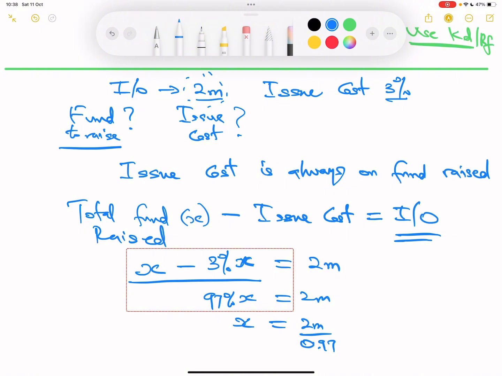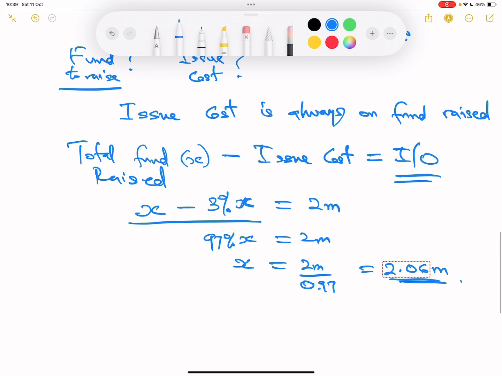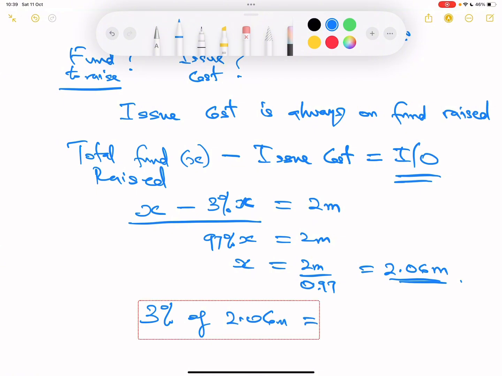So if we do 2 million divided by 0.97, that means we need 2.06 million. And that means if that's what we need, 3% of 2.06 million is our issue cost. So times 0.03, and that gives you 60K.